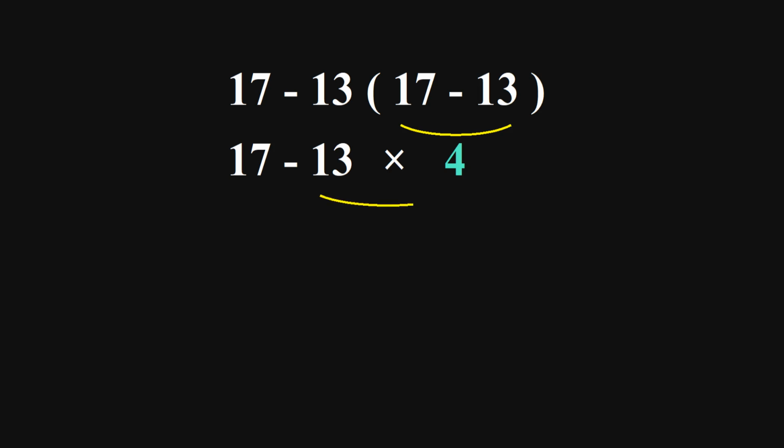So 13 times 4 equals 52. So we have 17 minus 52. So 17 minus 52 equals minus 35. And this is our final answer for this problem.